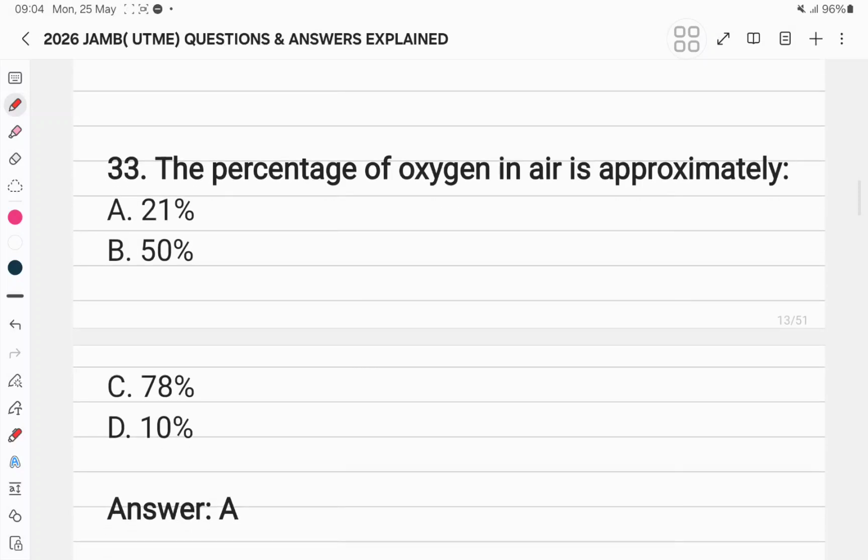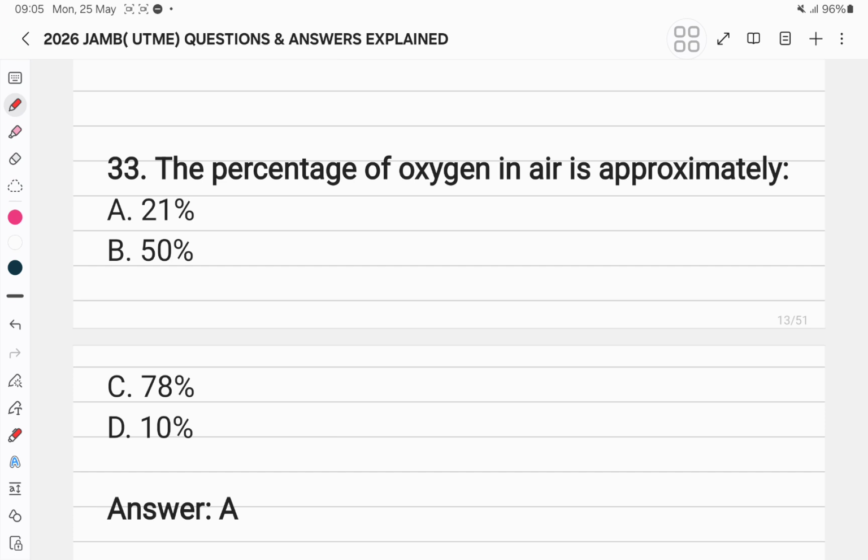Question 33. The percentage by volume of oxygen in air is approximately 21%. When you consider the composition of air by volume, we have approximately 78% of nitrogen, which is the largest gas in the air, followed by oxygen, which is 20.8%, but approximately 21%. Carbon dioxide is 0.03%. The noble gases are collectively equal to 1%, and water vapor is variable.